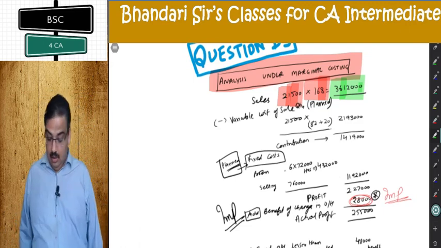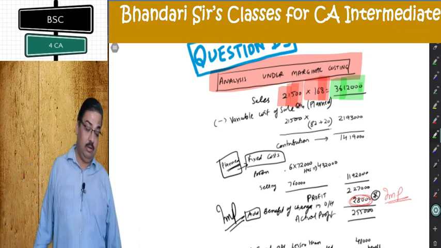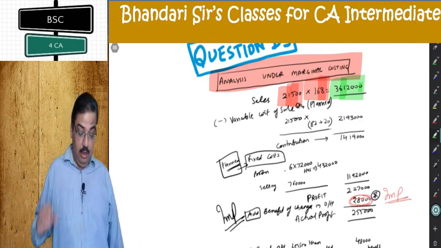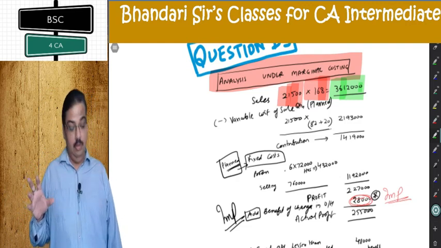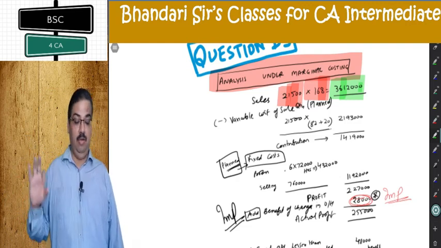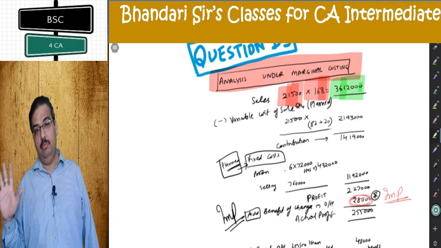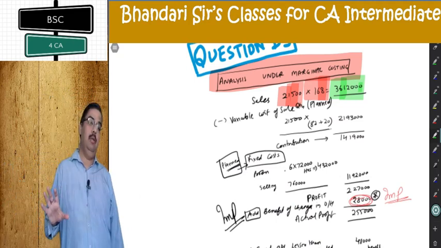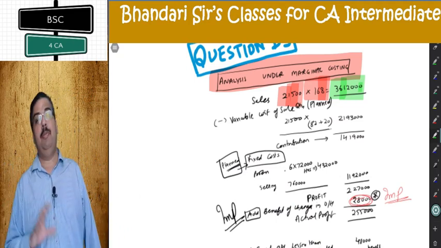36,12,000 minus variable cost of sale quantity. We need to find out the planned variable cost per unit. There are some changes given in overhead that I will not consider here. I will put them separately.